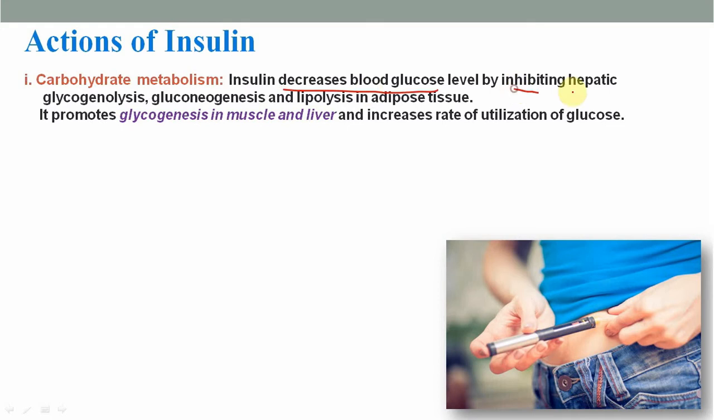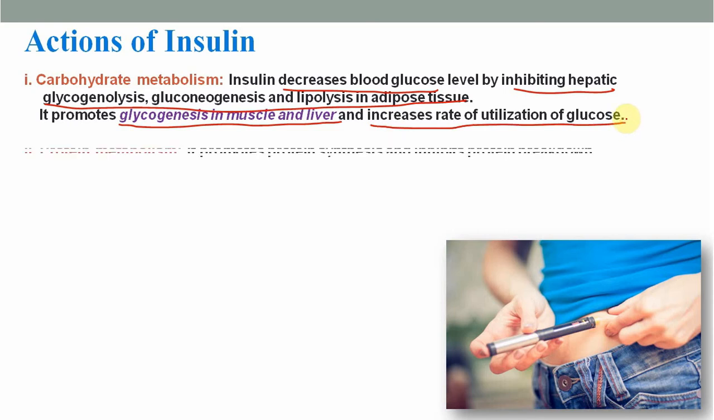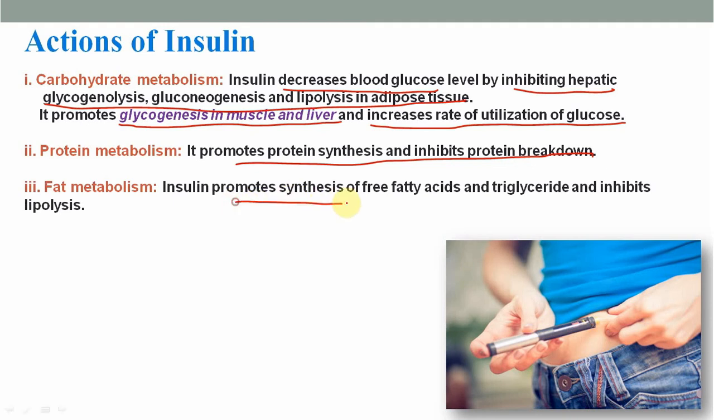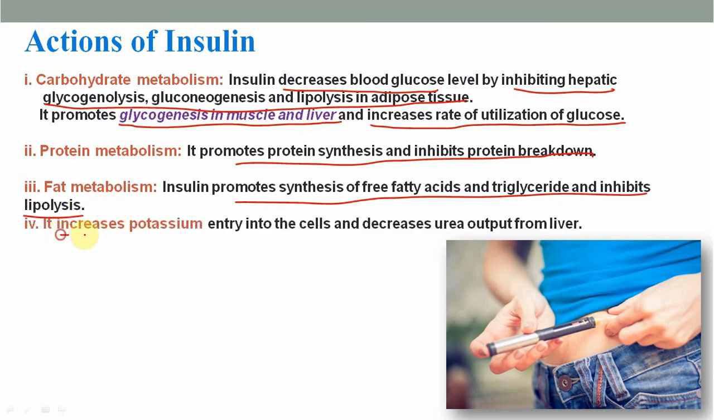Insulin decreases the blood glucose level by inhibiting hepatic gluconeogenesis, glycolysis and lipolysis in adipose tissue. It promotes glycogenesis in muscles and liver and increases the rate of utilization of glucose. Protein metabolism: it promotes protein synthesis and inhibits protein breakdown. Fat metabolism: insulin promotes the synthesis of free fatty acids and triglycerides and it inhibits lipolysis. It increases potassium entry into the cell and decreases urea output from the liver.